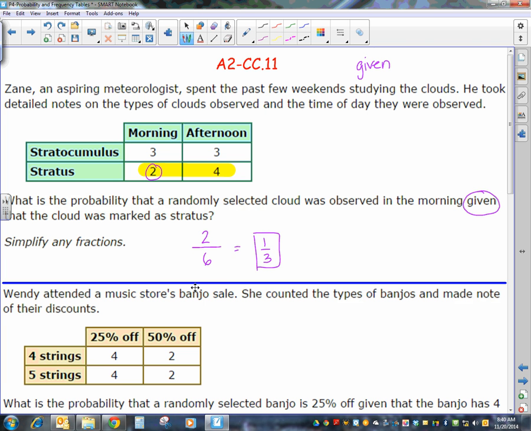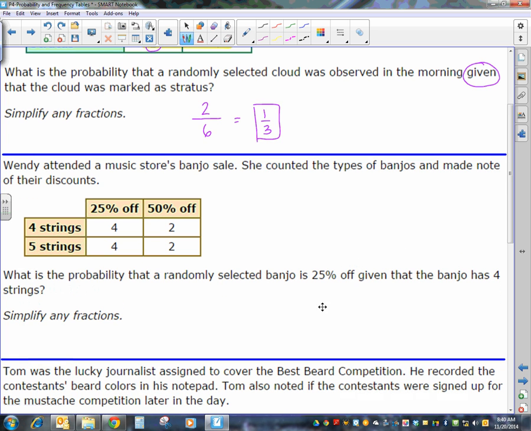Okay, look at the next one. Wendy attended a music store's banjo sale. She counted types of banjos and made notes of their discounts. What is the probability that a randomly selected banjo is 25% off, given that the banjo has 4 strings? Okay, banjo has 4 strings is this right here. And so that again is my bottom number. And its 25% off would be this right here. So it's going to be 4 out of 6 or 2/3.